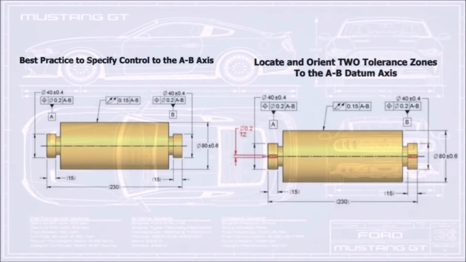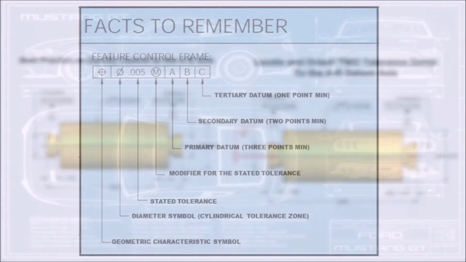These 2 pictures show the best practice to specify control to the AB axis. Red shows the location and orientation for the 2 tolerance zones to the AB axis.